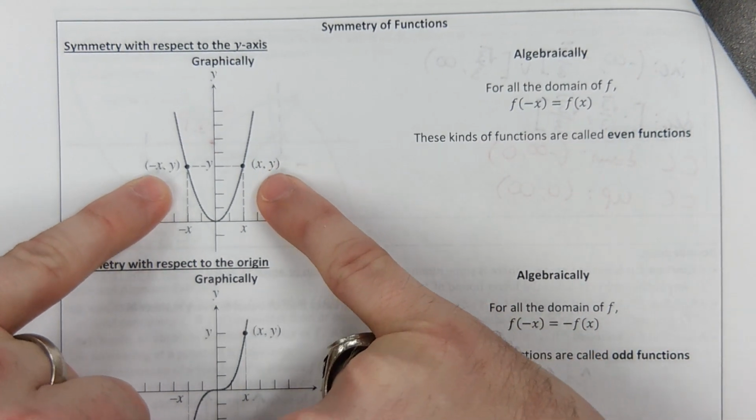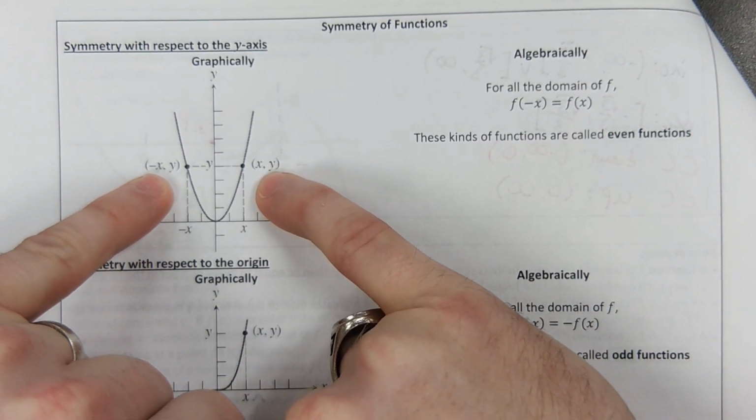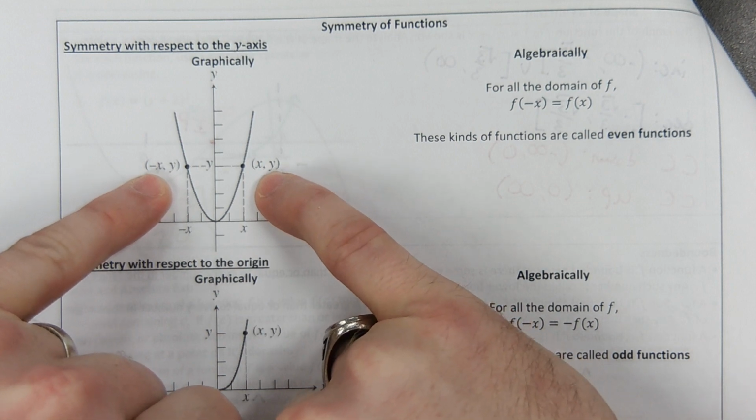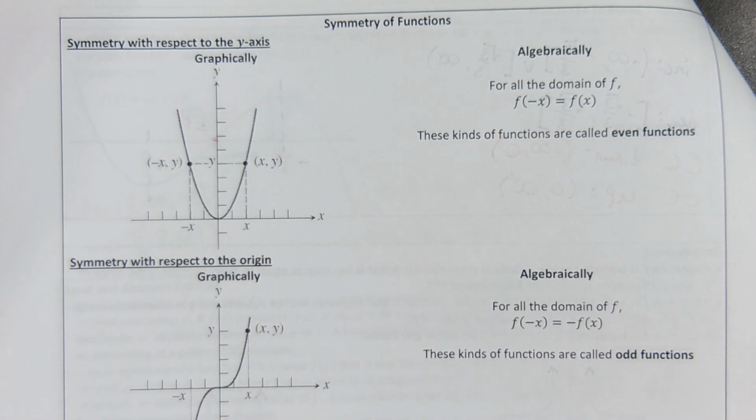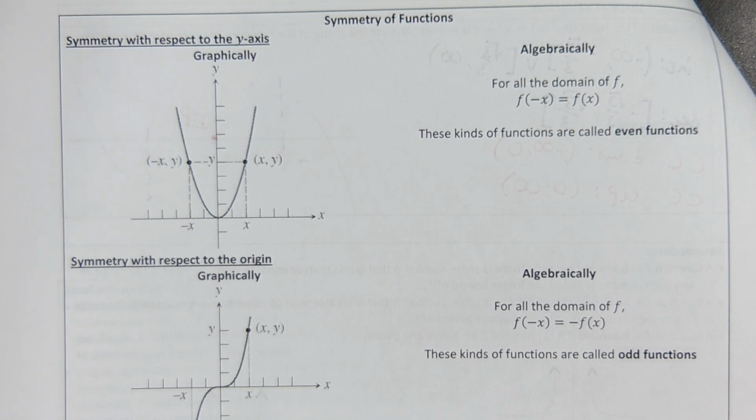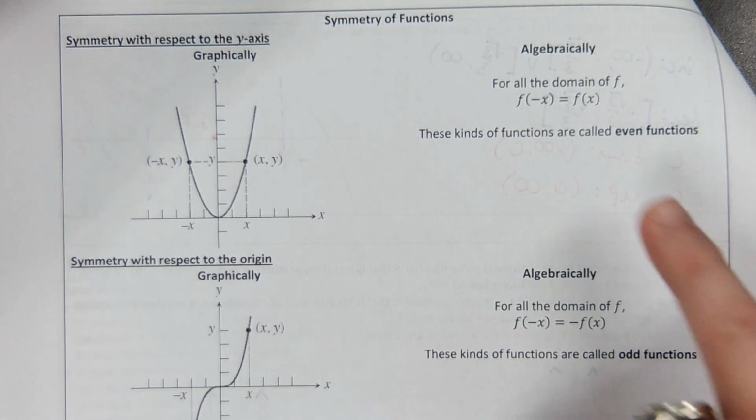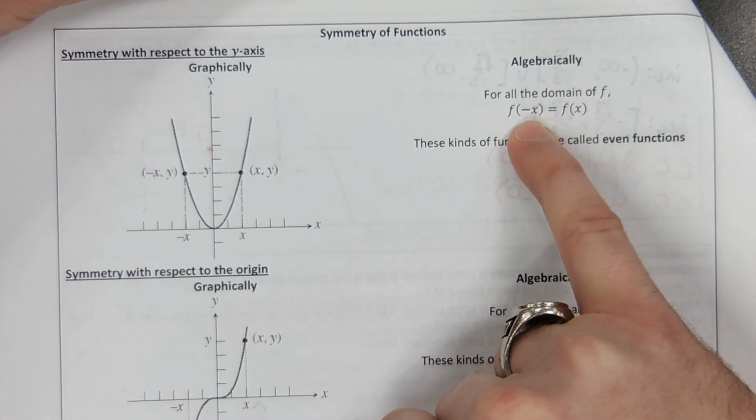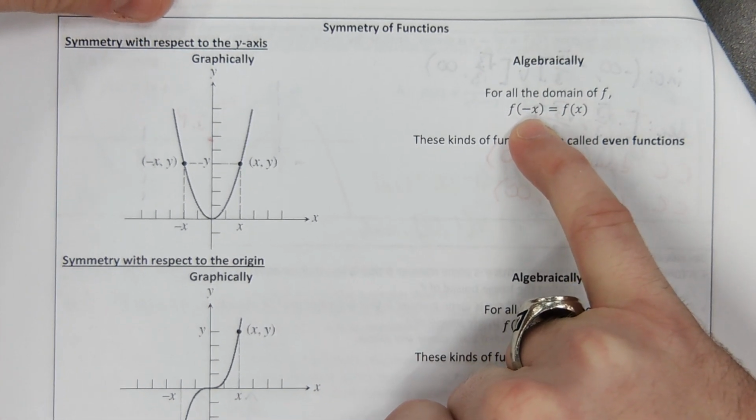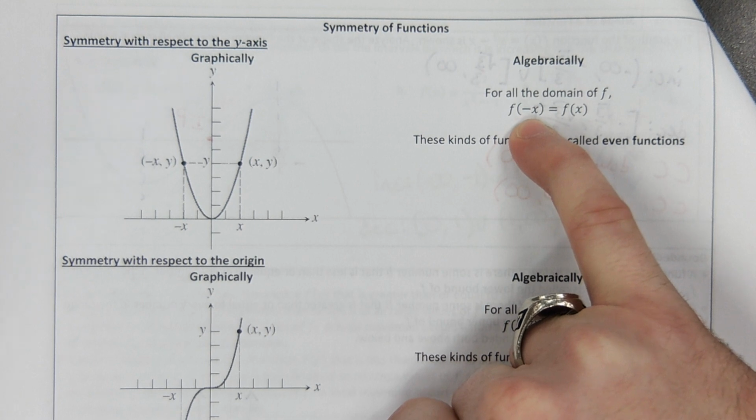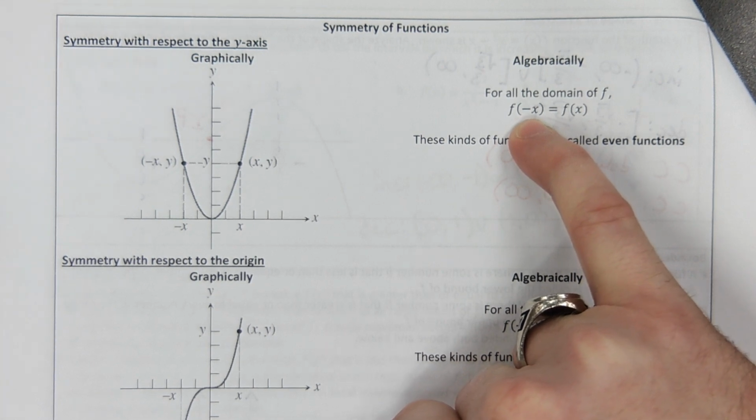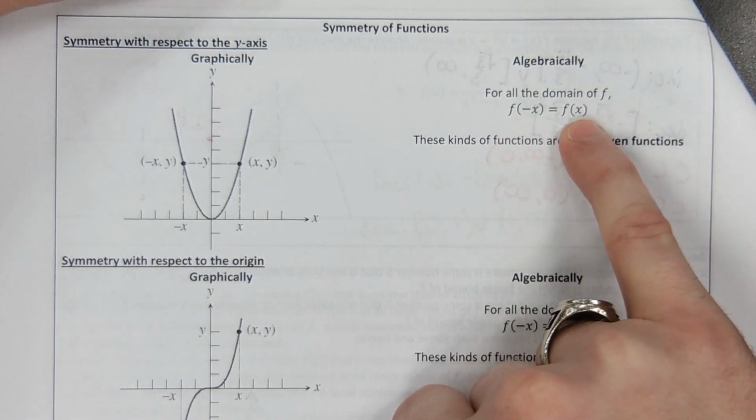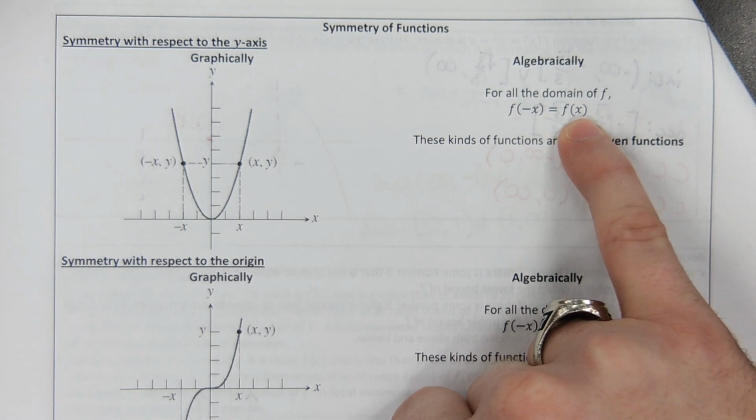See here, I have a negative x and a positive x. They give me the same y value. When we test for even symmetry with a function, we literally replace our x's with negative x's and follow the order of operations. And after all of our x's being turned to negative x's has been simplified, if we get back the original function, then the original function was an even function.